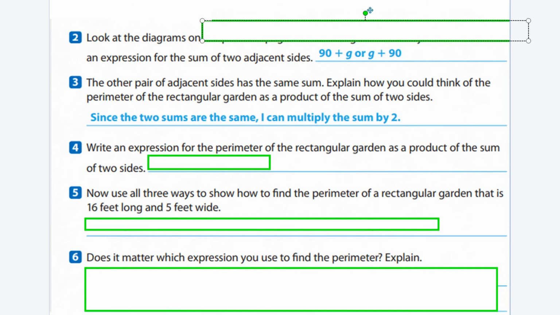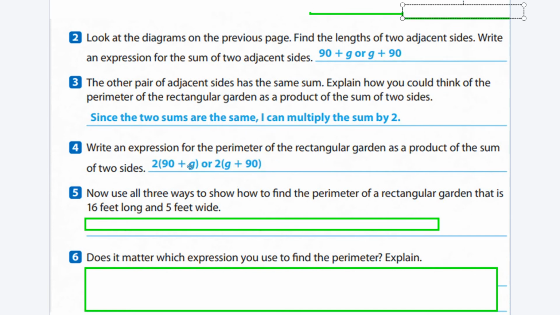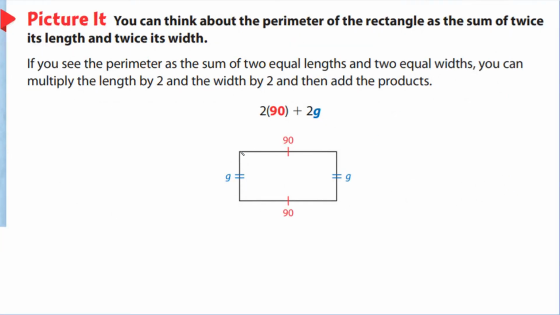Question 3. Since the two sums are the same, I can multiply the sum by 2. Common sense. We went over that already. If you don't remember, go back in the video. Question 4. Write an expression for the perimeter of the rectangular garden as a product of the sum of the two sides. So if you look at it, you get the 90 plus G, times 2, because they also exist on this side. Or you can say the G plus 90, and then times 2, because they're actually on this side as well.